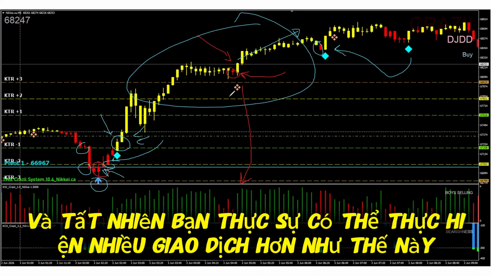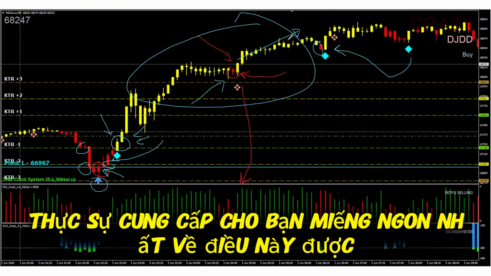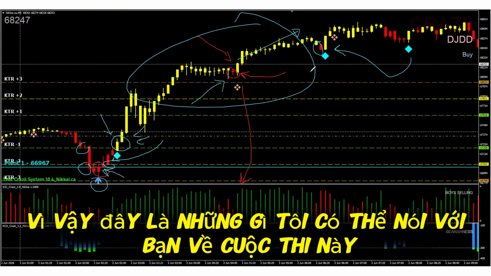Then of course you can actually do more trades like this to really give you the best bite on this, all right? So this is what I can tell you about this competition.